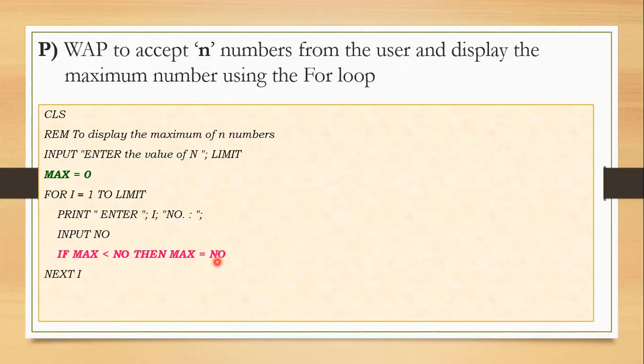And here we end with our for loop. Now outside the for loop, we just have to display the maximum number. So we write print maximum number is max, because the answer is stored in variable max. And here we end with our program.